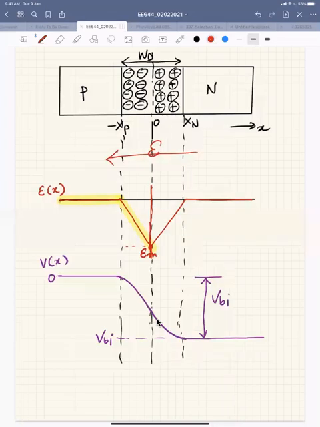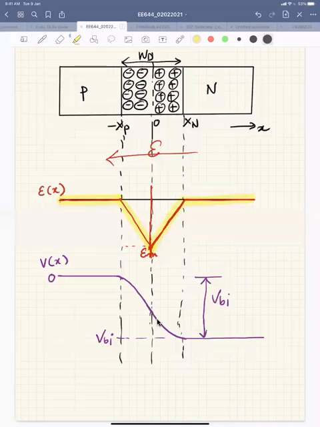Then after it crosses the junction, your charge changes from negative to positive, so the field magnitude will reduce. So this is between 0 to xn, and again in the neutral region it will go to 0. This is how the field looks, and this is linear. So your field is linearly increasing till the junction, then it is linearly decreasing till the depletion edge.